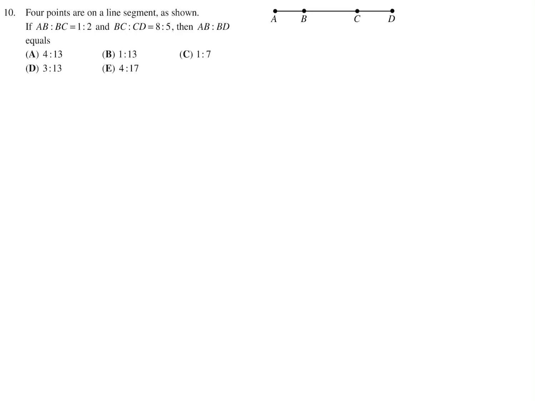Four points on a line segment are shown. AB to BC is 1 to 2, and BC to CD is 8 to 5. Find the ratio of AB to BD. All right, let's draw this out a bit bigger. And let's label this now.